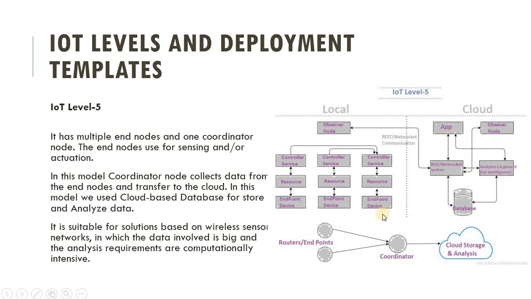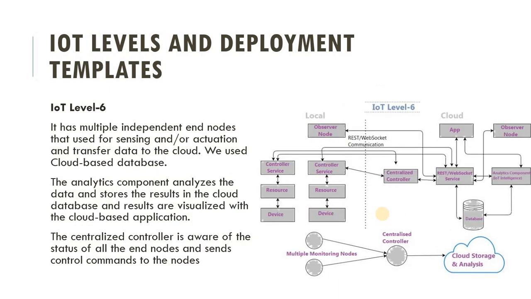So in level 4 the analysis is done locally, but in level 5 the analysis is done at the cloud. It is suitable for solutions based on wireless sensor networks in which the data involved is big and the analysis requirements are computationally intensive. At that time you can use level 5. The next is level 6.